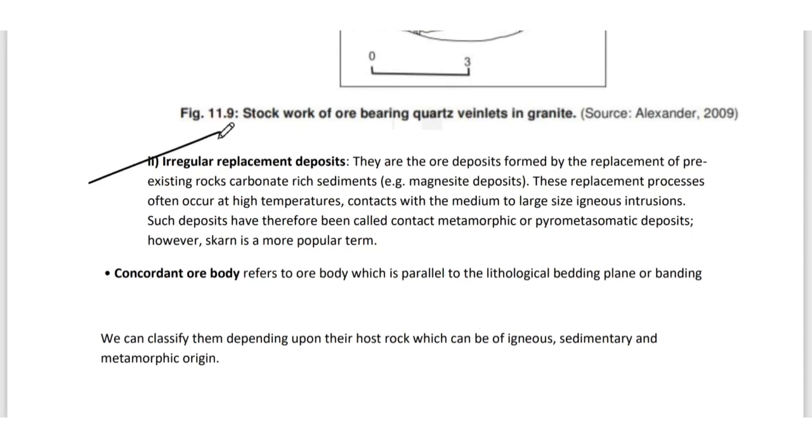So this interlacing network is called stockwork. Irregular replacement deposits. So these are magnesite deposits. Again, they are not present regularly, and some replacement will occur. Okay, so these are called skarn, in which replacement of pre-existing rock, carbonate-rich sediment, will occur.